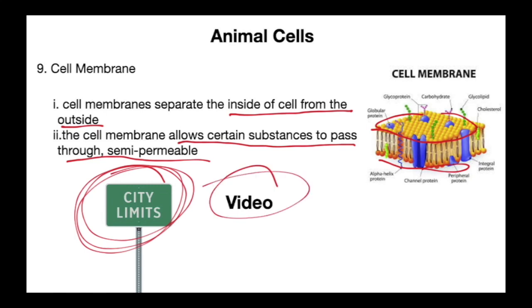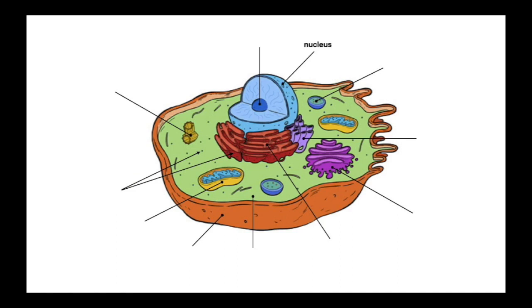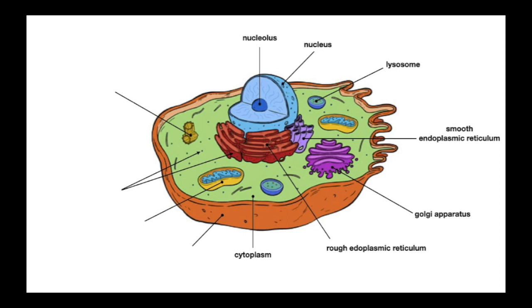Okay, moving on. Here are the parts of the cell. There's the nucleus, there's the nucleolus, lysosome, no bumps, smooth ER. That's the Golgi Apparatus. The rough ER, it's got bumps on it, it's got ribosomes on it. There's your cytoplasm, cell membrane, mitochondria, ribosomes.